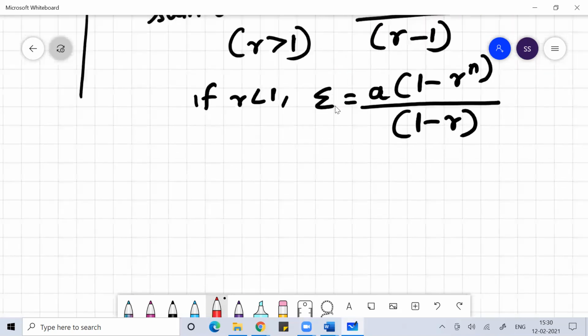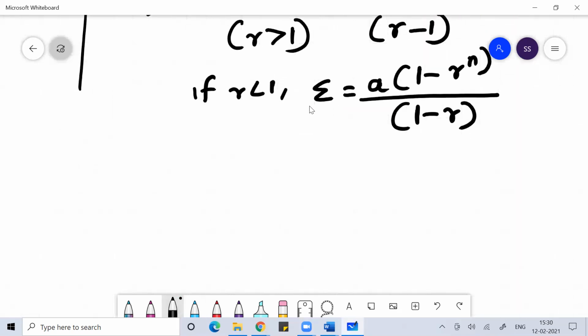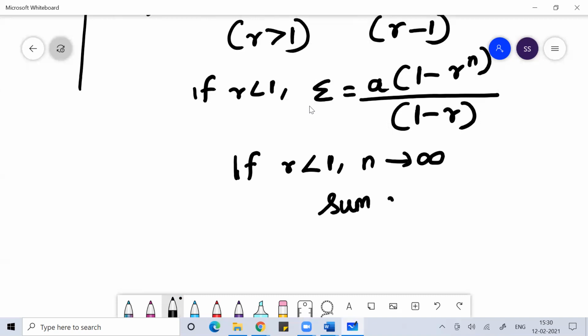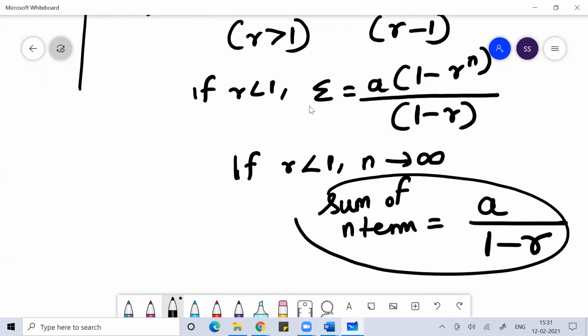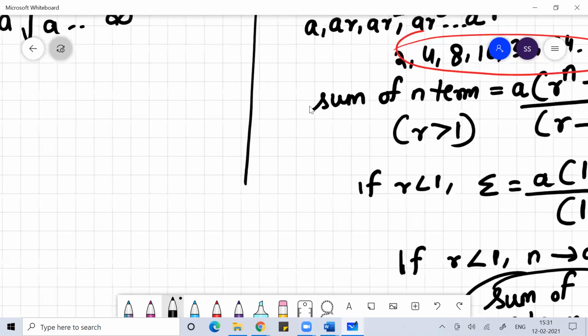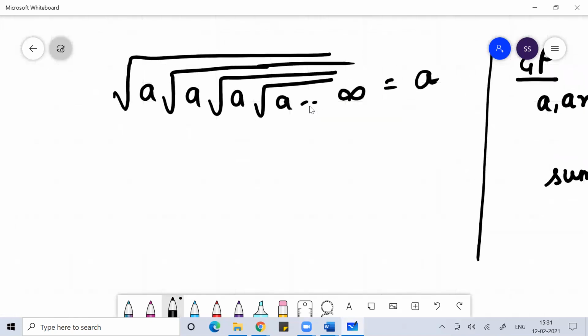Okay, so when your r is less than 1 and your n goes to infinity, then the sum of n terms in GP, the formula is a by (1 minus r). So if your ratio is less than 1 and n goes to infinity, then the sum of n terms is a by (1 minus r). The same thing I'm going to use here.